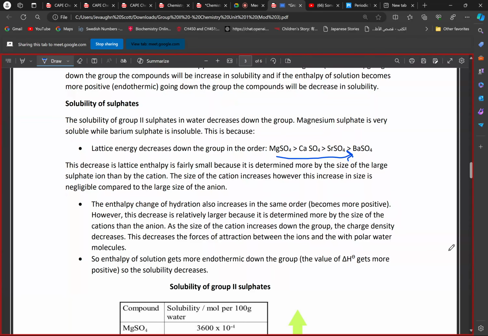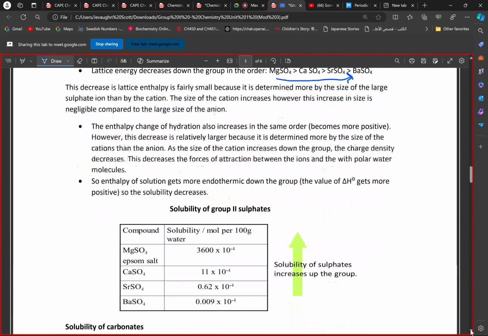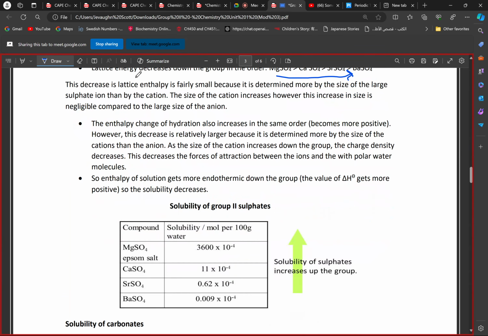All right, hopefully that makes sense. So we decrease that enthalpy, right? Going down the group, the decrease is actually fairly small. So there's not really a large difference in the solubility, but the solubility changes, right? The size of the cation increases. However, this increase in size is negligible compared to the large size of an anion, right?